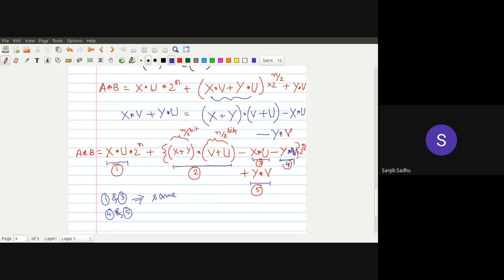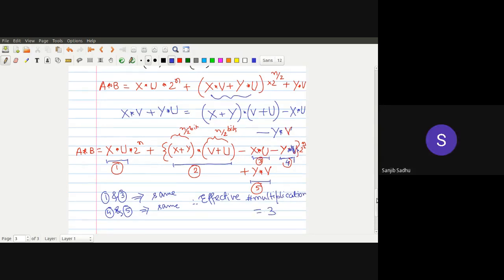So, this is also the same, 4 and 5, y into b. Okay, so why will you do the same thing again and again? You do it only once. So the effective number of multiplications is, tell me, how many? Sir, 3. 3, clear. So we will compute it only once.